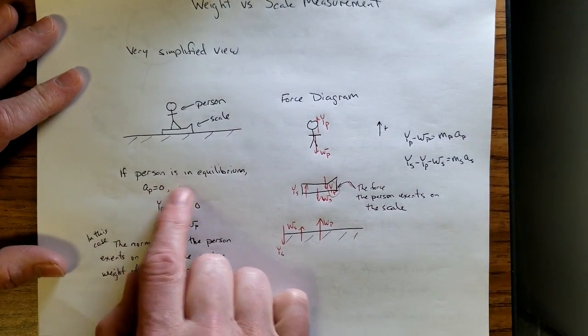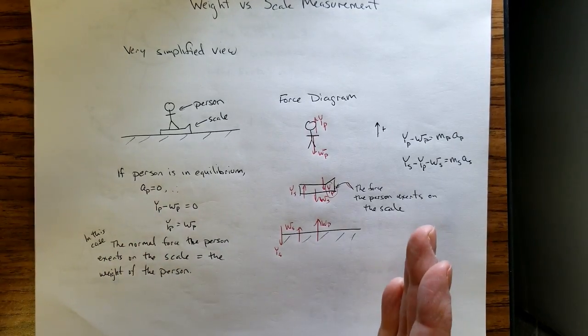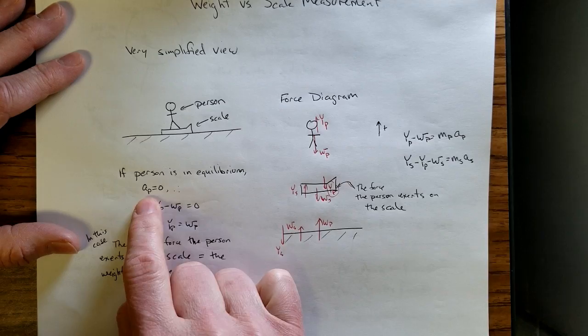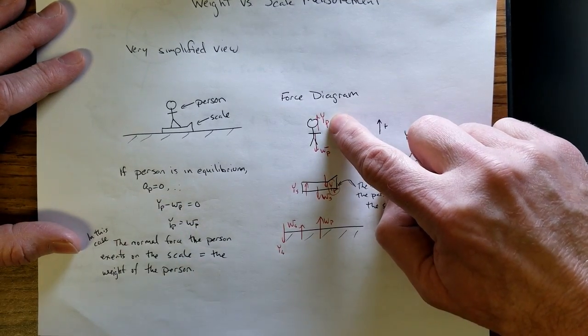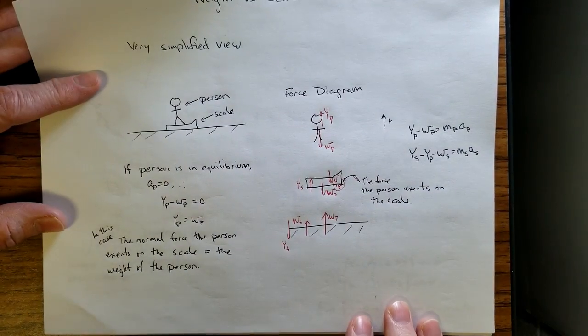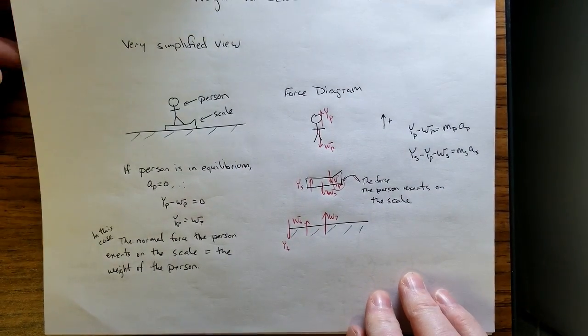Now, if a person's in equilibrium, so the person is just standing very still, what we would call static equilibrium, then the acceleration of the person is 0, and so the magnitude of that force is what the scale is measuring, and we assume that's equal to the weight. So all that seems very simple, and that's the basic assumption we're working with.